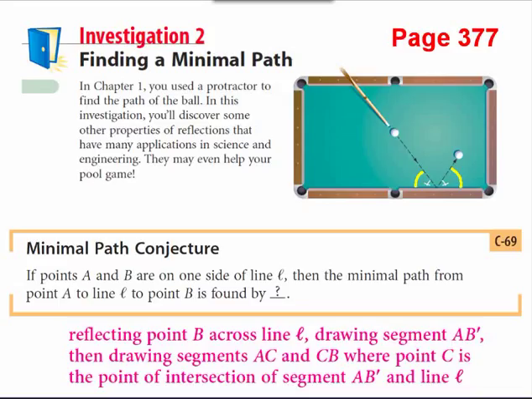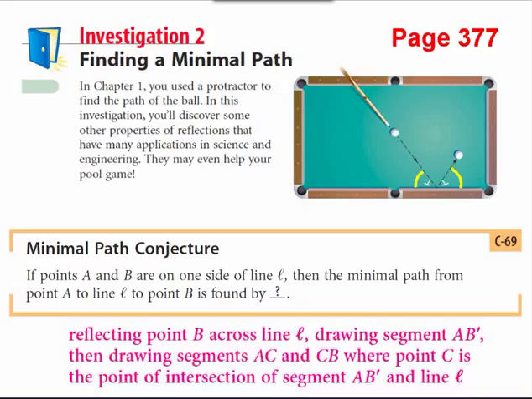Now we're going to draw segments AC and CB. You're probably wondering where is C? You just drew line AB prime, right? Where AB prime and that line intersect is C. Where AB prime and that line intersect, that is point C. So we're going to call that point C. It's on the line that you reflected. So where the X is, that's point C.